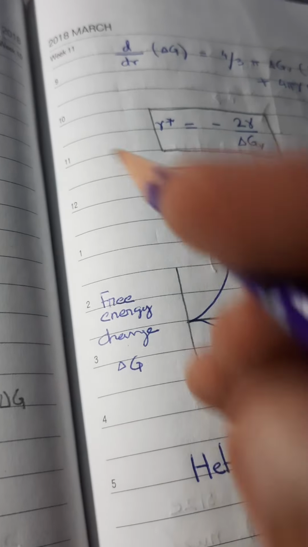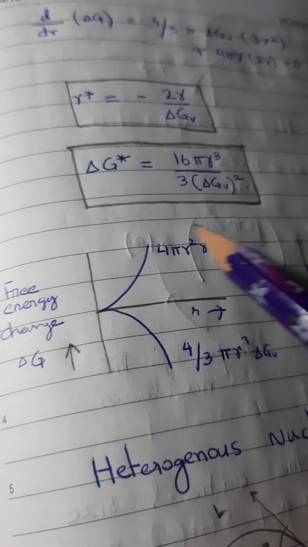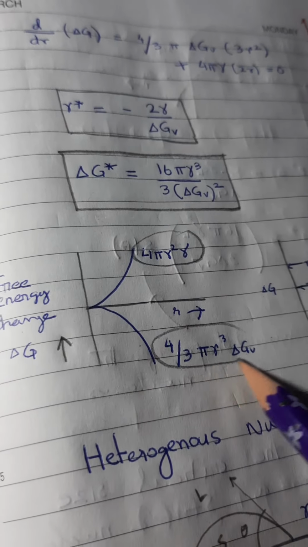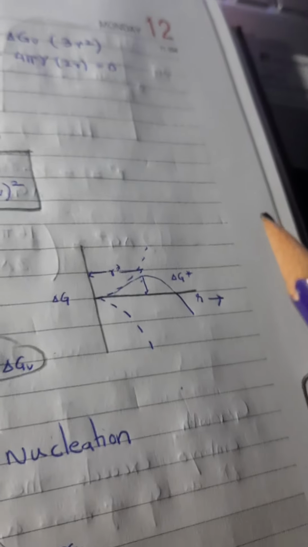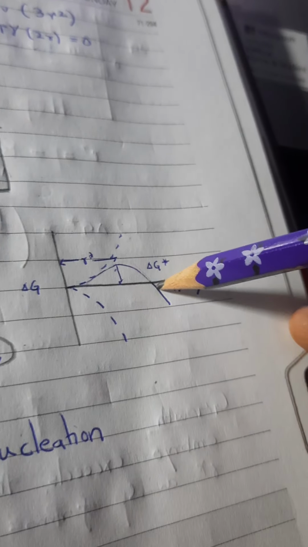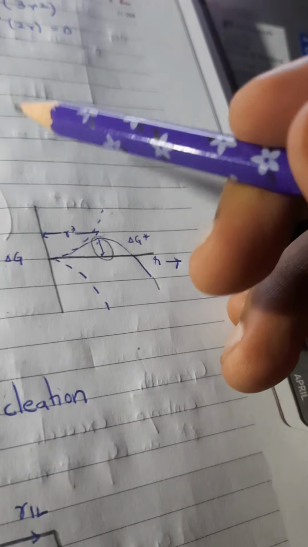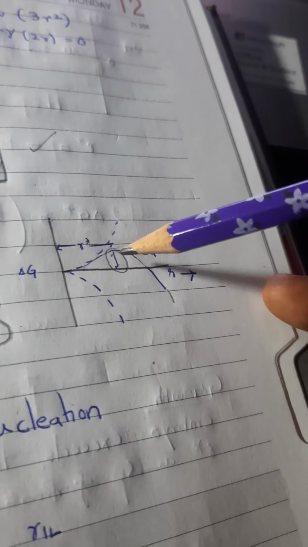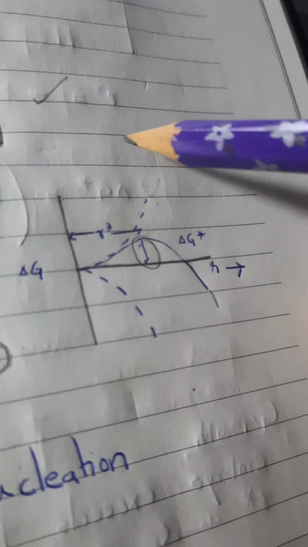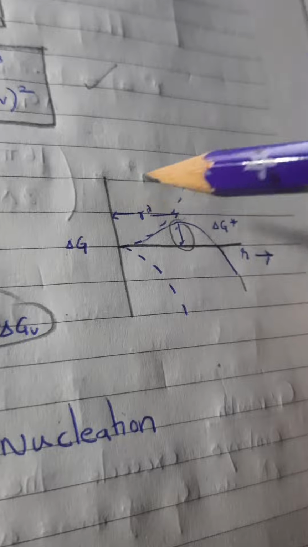So if we plot delta G versus r, this is the surface contribution, 4 pi r square into gamma, and this is the volume contribution. If we take a mean curve of these two, then this is the barrier that we are talking about. It lies towards the surface contribution, since the surface contribution is found to be greater, and the corresponding r is the critical size.